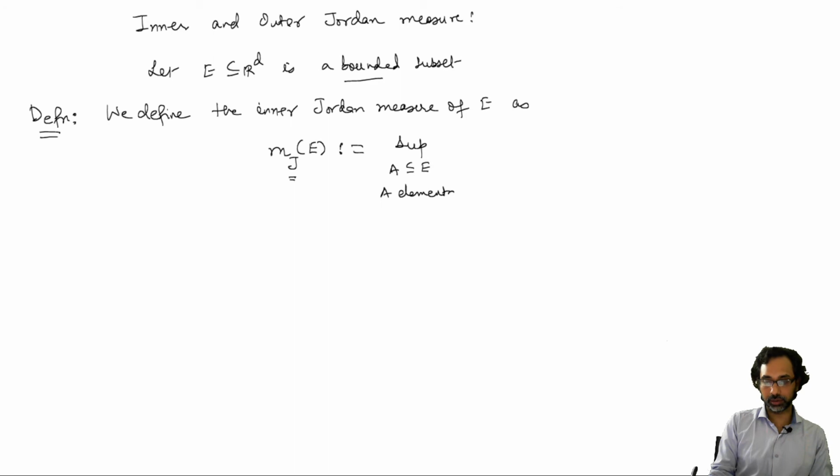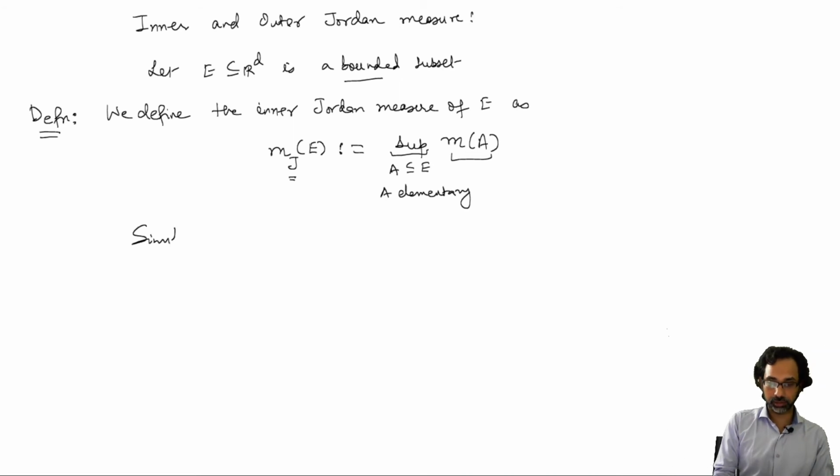A elementary, of the elementary measures of A, m of A. So you are choosing an elementary set A which lies completely inside E. You are taking the measure of that set A, and you will take a supremum of all such elementary sets, the elementary measures of those sets.